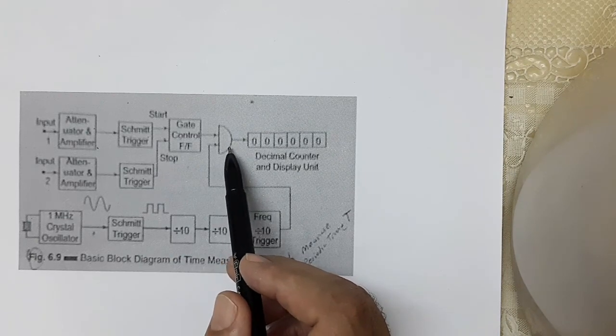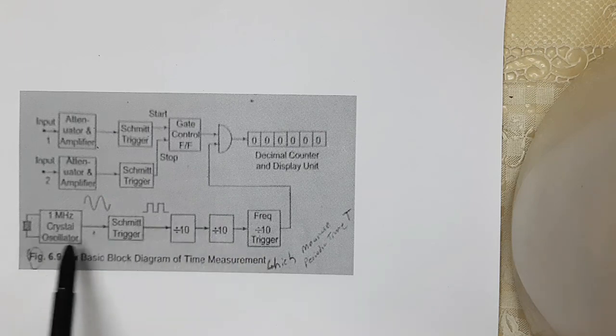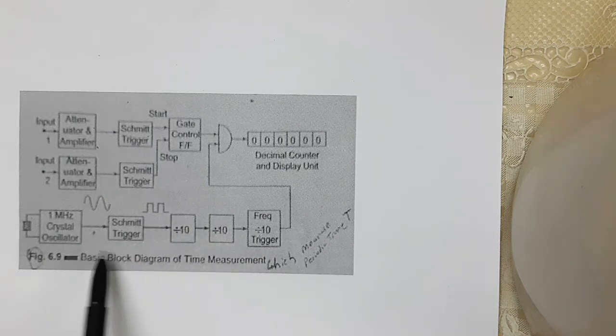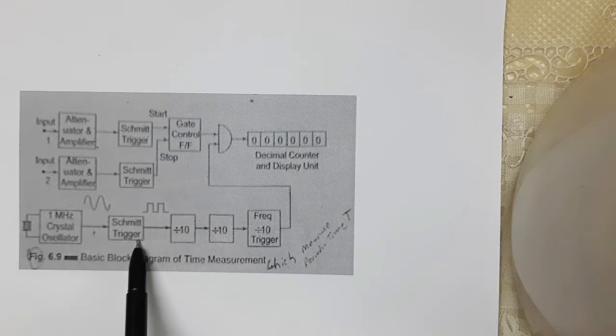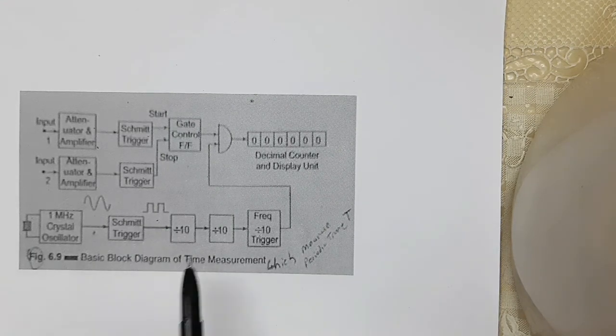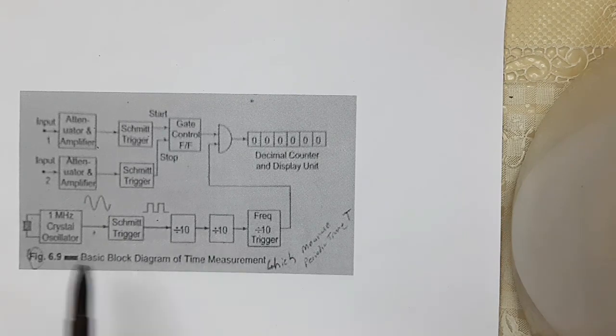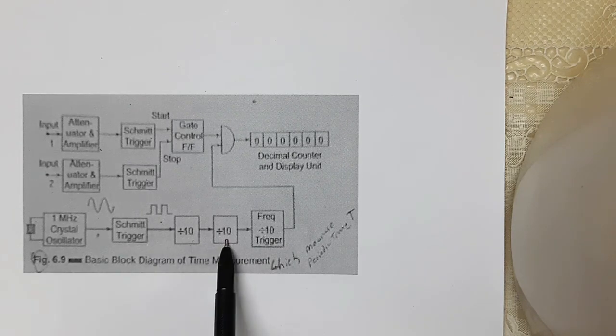Again there is a gate. This is our main frequency divider time base selector switch that we discussed above. So this is your 1 megahertz crystal oscillator, Schmitt trigger, sine wave converted into square wave, or we can say pulse wave, or we can say train of the pulses, divided by 10, divided by 10. If it is 1 megahertz divided by 10, then we can get 10 microsecond, divided by 10, then we can get 100 microsecond, like this.